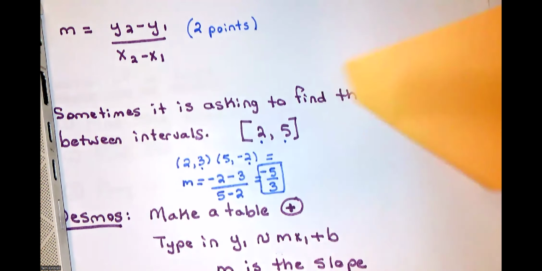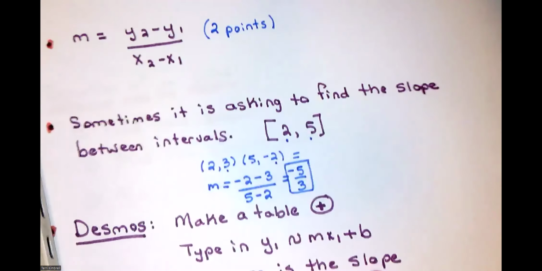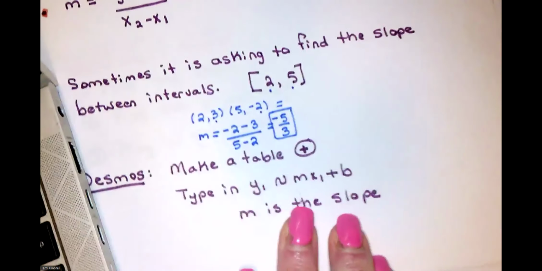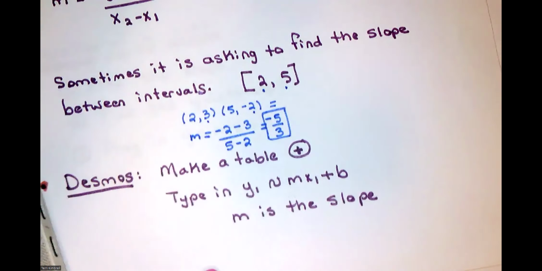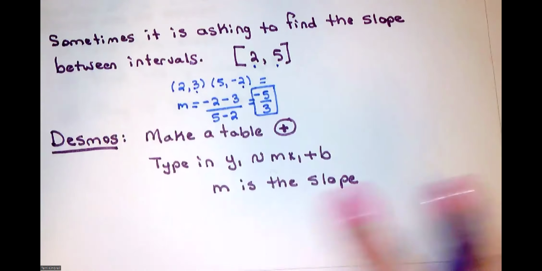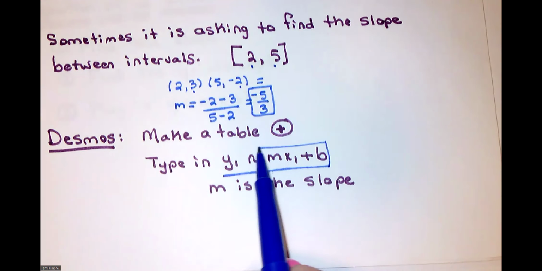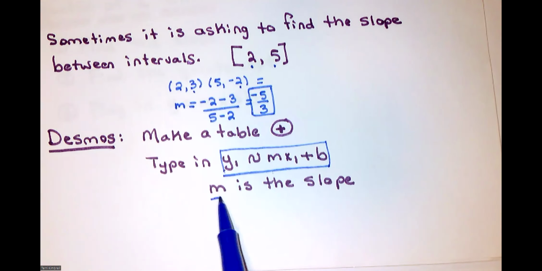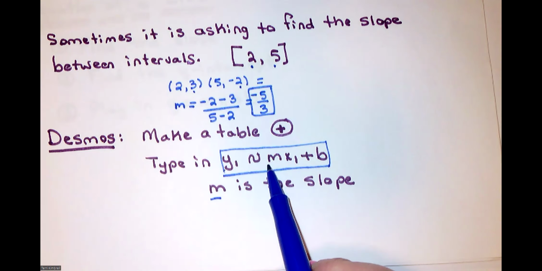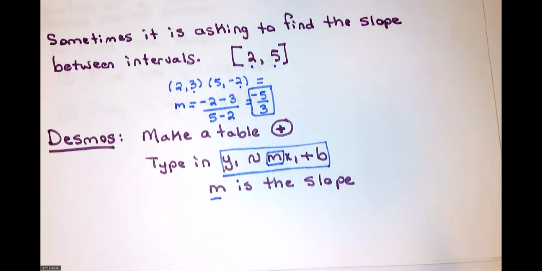Okay, now remember in Desmos, you can find the slope if you would like to use that by making a table in Desmos. And when you make your table, then you're going to have to know that this is the formula that you're going to type in, and the M is what you're looking for when it is asking for the slope. So when it does ask just for the slope, do not put the X with it. That just tells you where that is going to be located if it is in an equation.